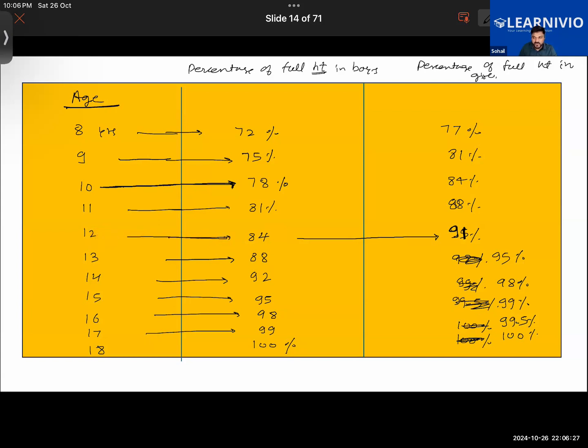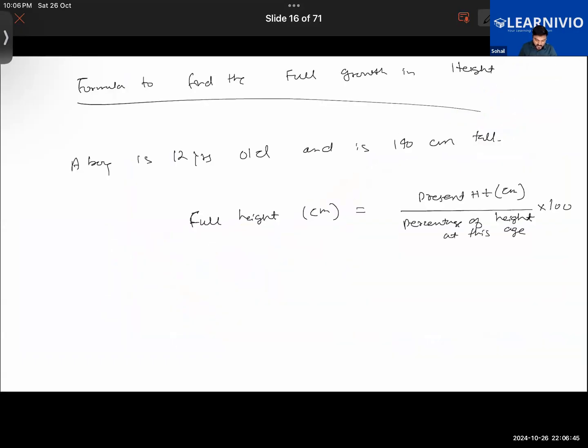I'm going to put the screenshot of this in the chat box, because it will help you solve some questions which I'm going to give you in a minute. So the present height is 140 and the percentage of height at this age is 84. That is, 140 divided by 84, multiplied by 100. Do the calculation and let me know what answer you're getting.